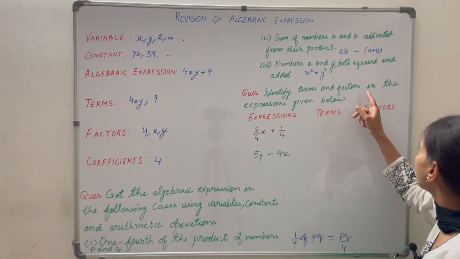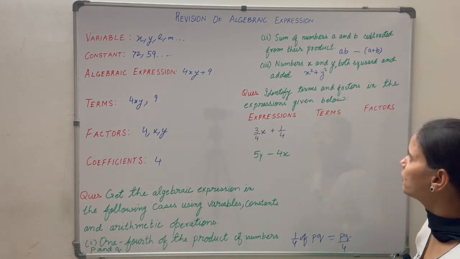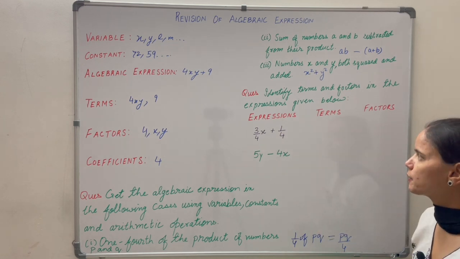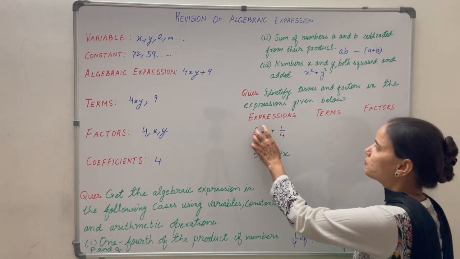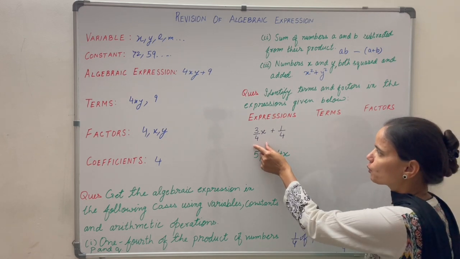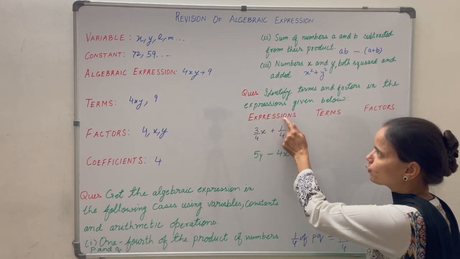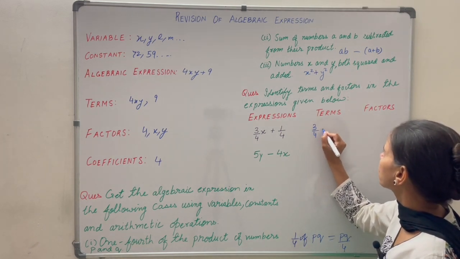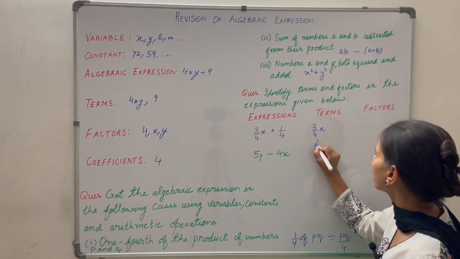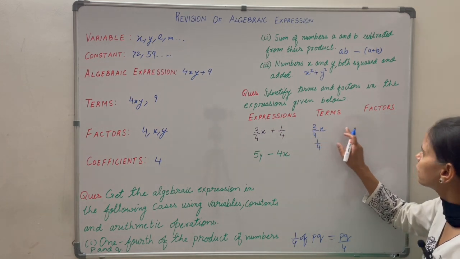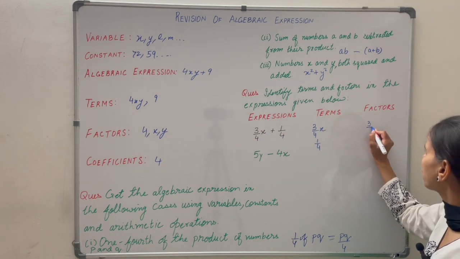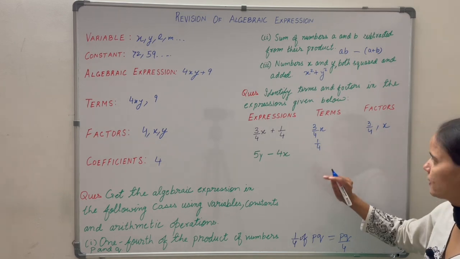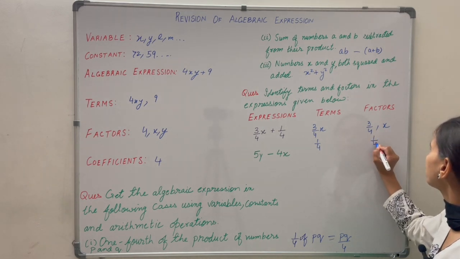Identify the terms and factors in the expressions given below. So these are the two expressions given. You have to identify the terms. You know that terms are added to form an expression. So this is one term, this is another term. They are added to form this expression. So the terms here are 3 by 4 x and 1 by 4. What are the factors for this? 3 by 4, if you multiply with x, you get 3 by 4 x. Here it is 1 by 4.